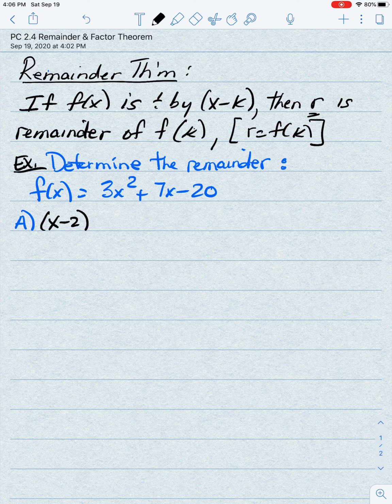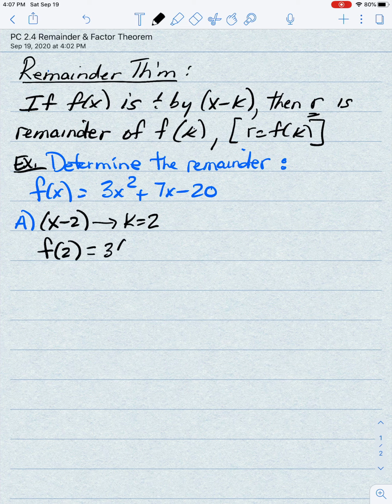Okay, so to find the remainder, we could do long division, or we could do synthetic division, or we could think about, all right, what would be the potential 0 if I had a factor x minus 2? Well, that would be 2. So I'm going to have a k value of 2. So then I'm going to calculate f of 2.